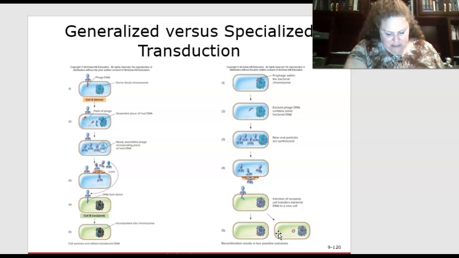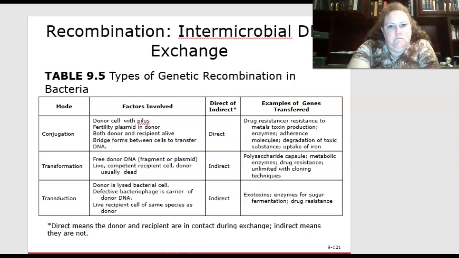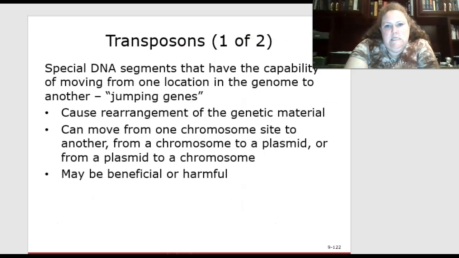This results in either bacterial DNA or a combination of viral and bacterial DNA being incorporated into the bacterial chromosome. Okay. Table 9.5 here are the types of genetic recombinations that occur in bacteria. So that's important to study.